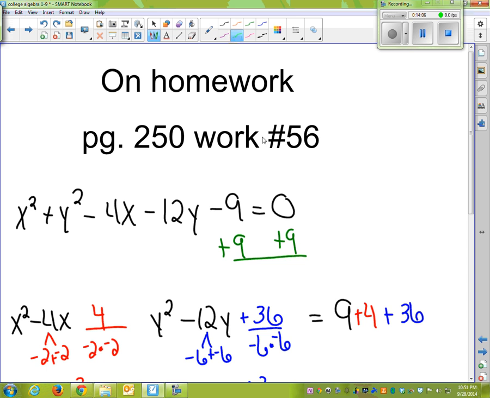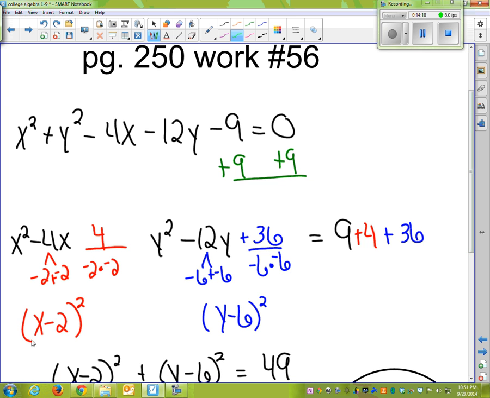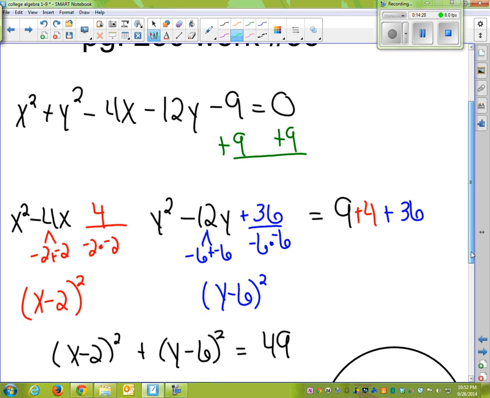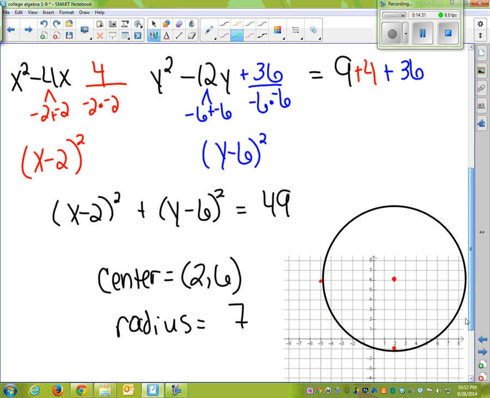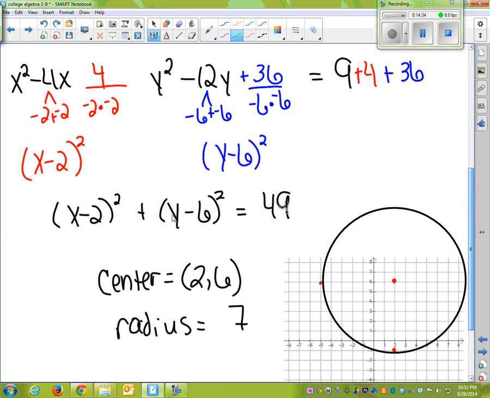And here's my work on it. I added the 9 over. I looked at the x's. I split the 4 in half and got negative 2. So I wrote x minus 2 squared. Cut the y in half and I got y minus 6 squared. I had to add 4 and 36 back into the equation. My general or standard form of the equation gives me a center of 2 and 6 with a radius of 7. Your circle should look something like that.